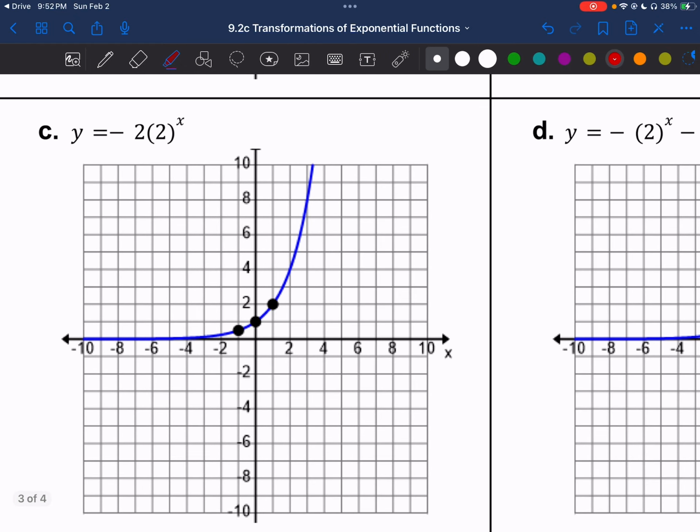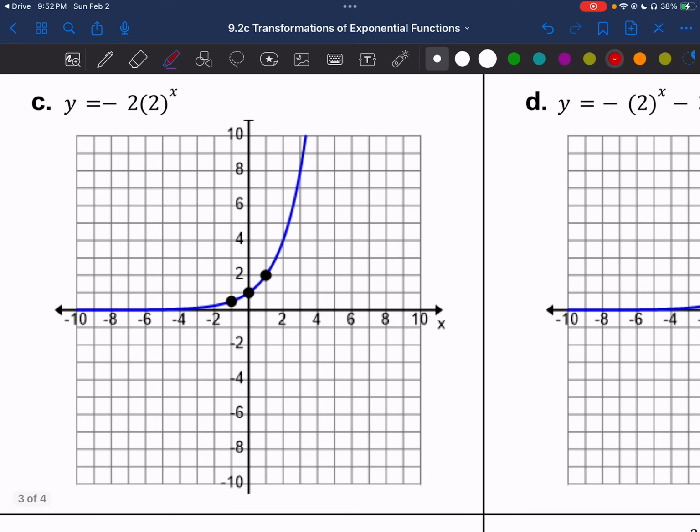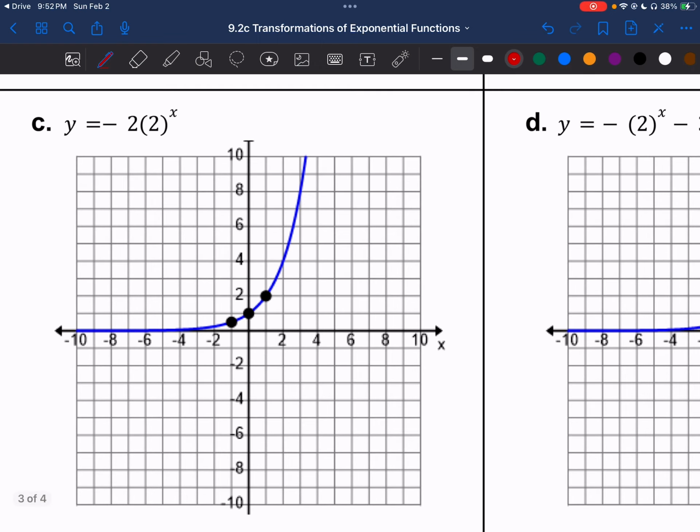Letter C. We have y equals -2 times 2 to the x power. So one of our transformations, we have a negative, and we now have a number out in front because we really haven't done much of that, both of these at the same time. So we have a stretch by 2, and we have a vertical reflection.